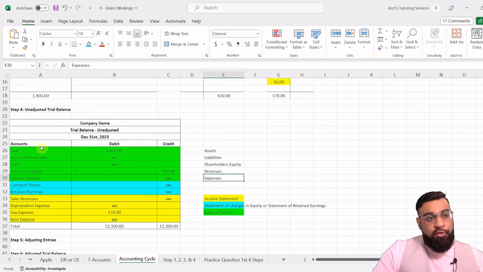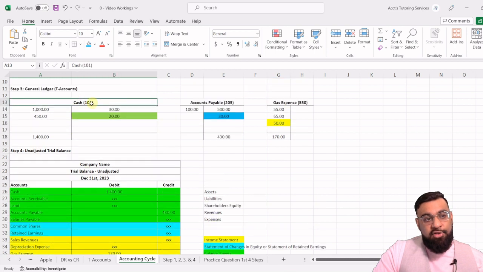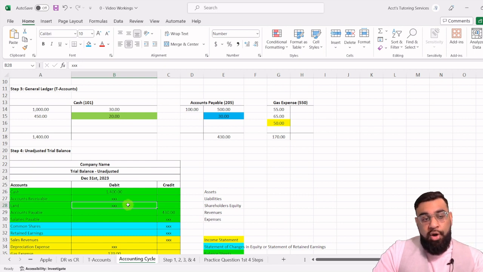So for instance, the first one we're going to do is cash, and the cash balance is going to be 1400 debit. Then let's just say we have accounts receivable here, that's XXX, making up a number. Land is XXX. Now we're done with all of our assets. Now we're going to shift our attention over to our liabilities. So we have accounts payable, which is 430 credit. Let's just say we have salaries payable, XXX. Now our liabilities are done with.